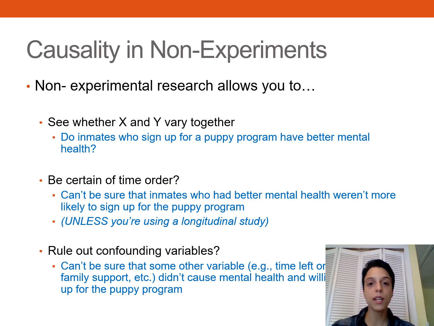So because of this, non-experiments are generally your worst bet for establishing causation, because the only thing that they really, with 100% certainty, let you do is see whether there's some relationship between your cause and your effect.